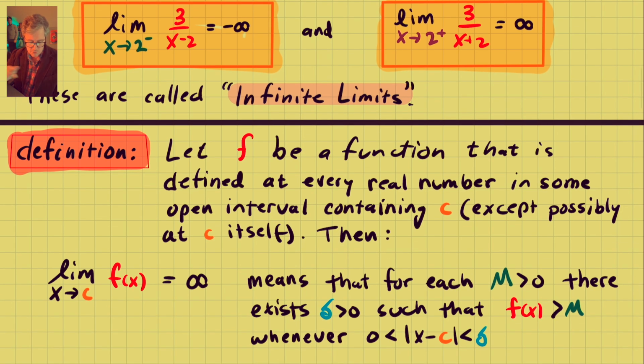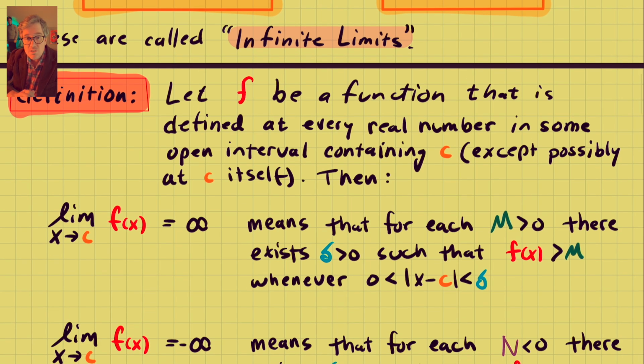So let's read through the definition. What does it say? Let f be a function that is defined at every real number in some open interval containing c. c is the limit point. So you've got an open interval around some limit point c. f is defined everywhere in that interval except possibly at c itself. And this is very important because this is the vertical line where the graph goes infinite.